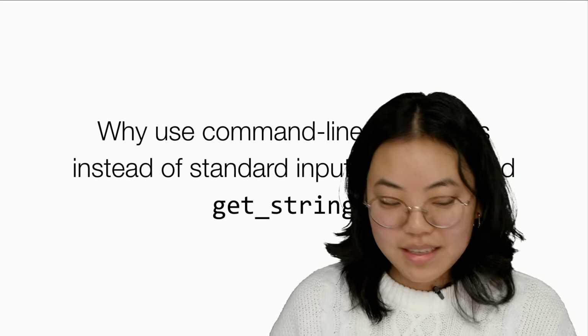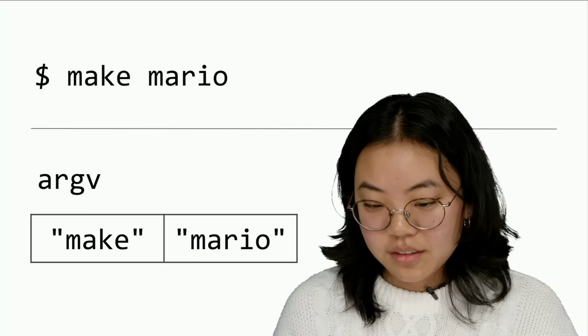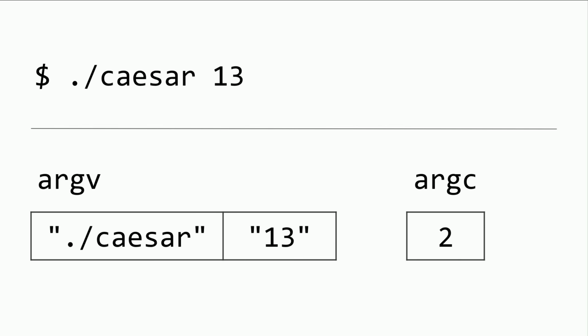Yeah. Great. So this is what those arguments are actually going to look like here. If I run make Mario in terminal above, then we're going to have a string array called argv that contains the string make and then the string Mario, and then an argument counter variable which has the count of that array, which in this case is 2. Same thing if we had something like ./caesar and then 13. So that has ./caesar as the first string and then 13 as the second string.